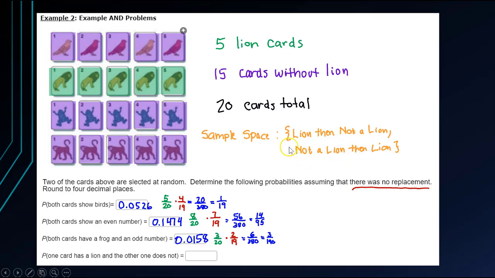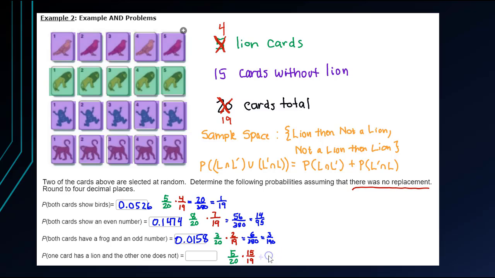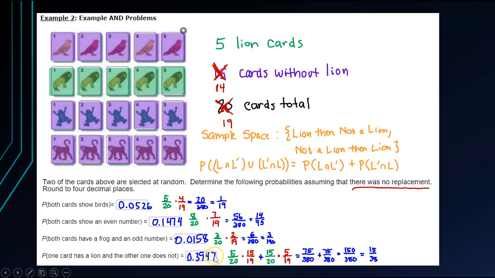So there's two possibilities. I can either get a lion, then not a lion, or not a lion, then a lion. And so these are my two possible outcomes. So I'm going to have a 5 out of 20 for the first one, lion and then not lion, times a 15 out of 19, because I have 15 cards without a lion, 19 left over. Plus, not a lion, so it's going to be a 15 out of 20 times a 5 out of 19. And that comes to 15 out of 38, which is 0.3947.